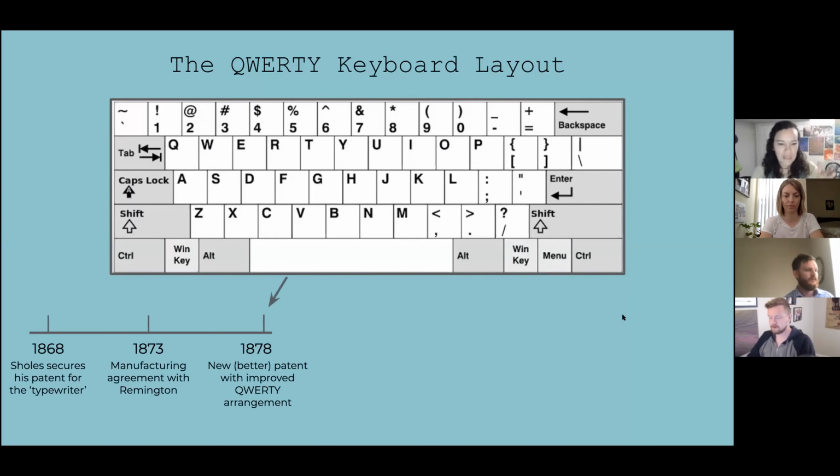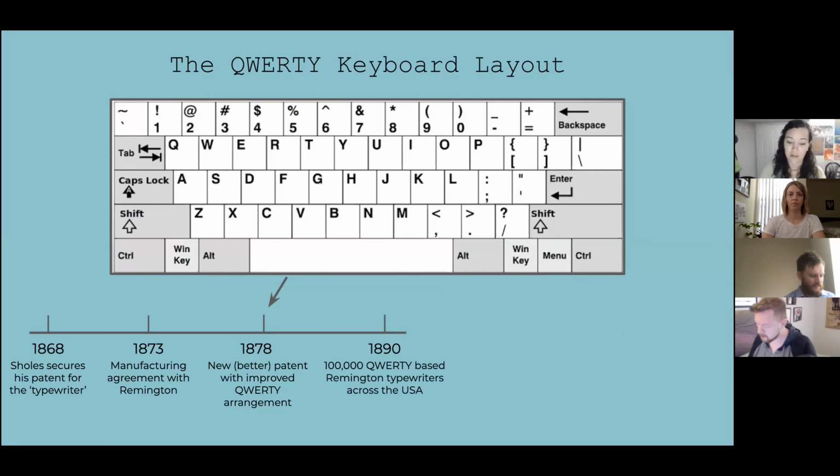So really in 1878 is when this got solidified. Scholes had partnered with Remington, the pistol manufacturer, to manufacture his typewriters, which was just after the Civil War, which is an interesting idea. By 1890, there were 100,000 QWERTY-based typewriters across the US.